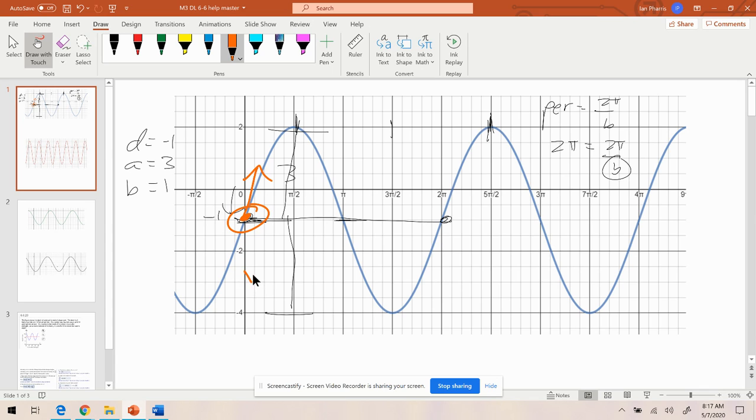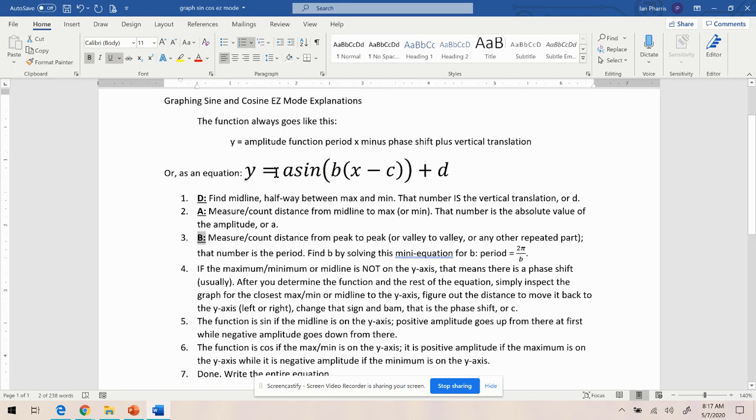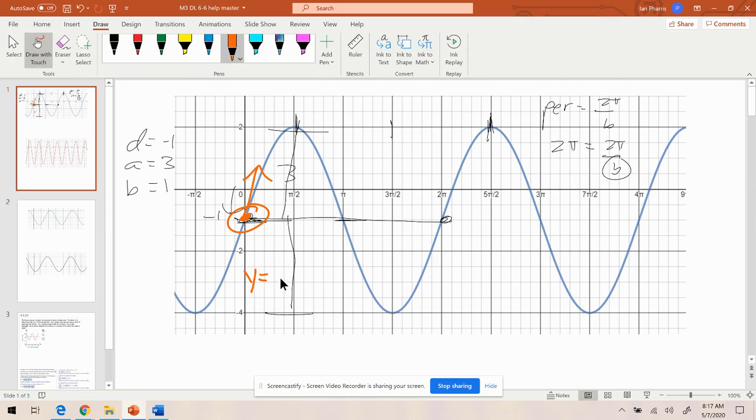So this function right here is y equals a first. Remember here right here is our general, if it's sine or cosine. So this one is y equals 3 for our amplitude. 3 sine of b is 1, so we don't have to write anything. There's no phase shift, so sine of x, and then our k or our d minus 1. Okay, let's see if we can do that.